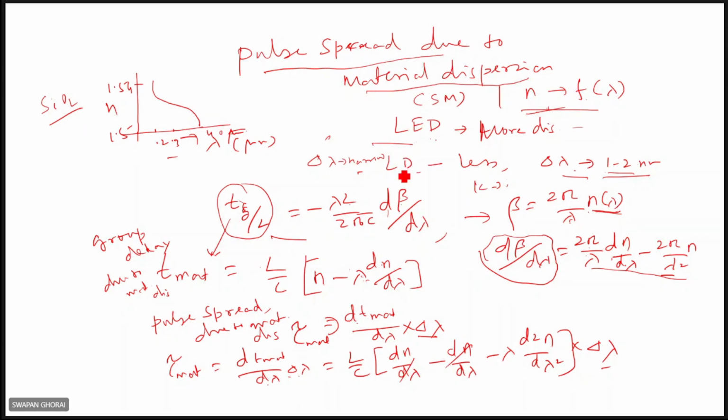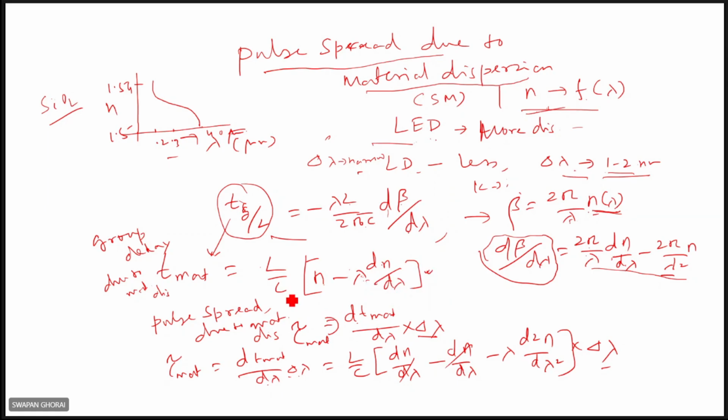How to calculate the pulse spread due to material dispersion? In this case, the group delay, as we have just seen, is minus lambda square by 2 pi c d beta by d lambda. Beta is equal to 2 pi by lambda times n, where n is the refractive index. So if you substitute beta and simplify, you will get this expression.